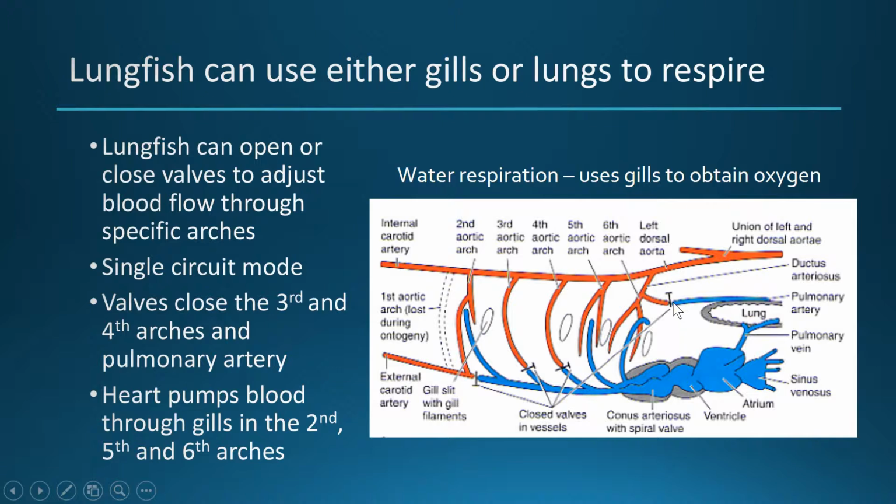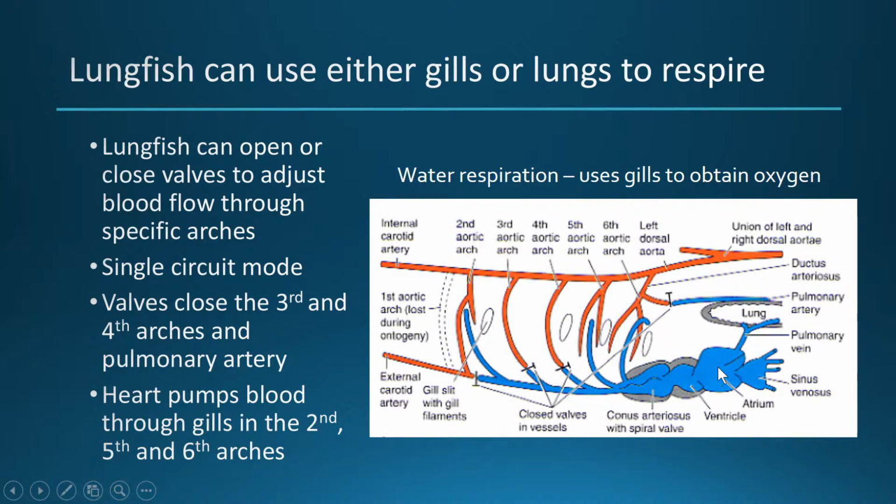Over here, it also closes off. Right here, it'll close off this pulmonary artery because if you've got blood that's rich in oxygen from the gill, you don't need to send it to the lung. I want to point out something really interesting here: when it is breathing water, the heart is entirely blue. Basically, the fish is using single circuit mode instead of double circuit.